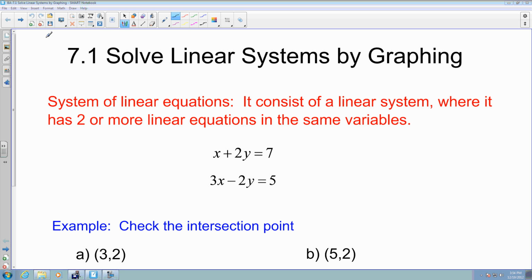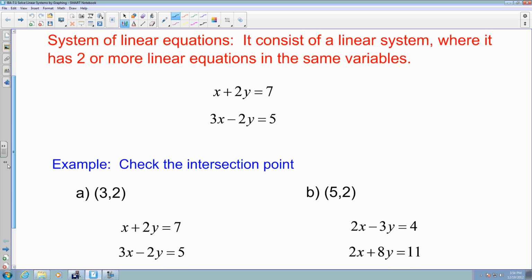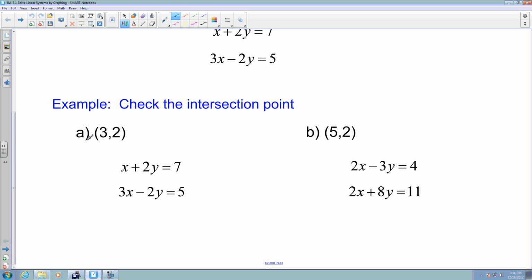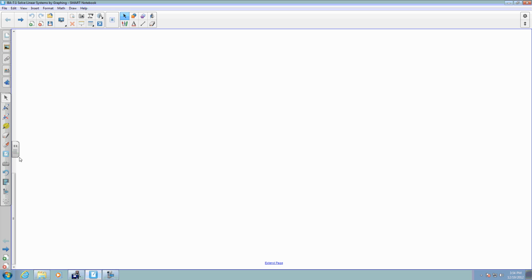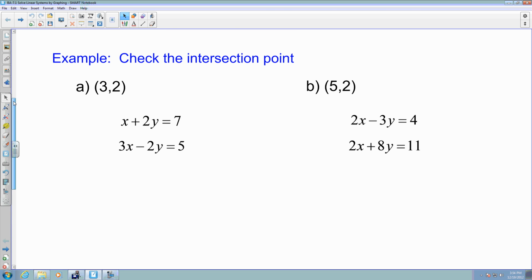But here is an example of being able to check an intersection point. I wanted some more room to work with here. Okay, that's a little better. Now, for example 1, they're asking us to check to see if the coordinate given is an intersection point for those two equations. So for A, I have coordinates (3, 2), and they want to know if that is an intersection point for x plus 2y equals 7 and 3x minus 2y equals 5.